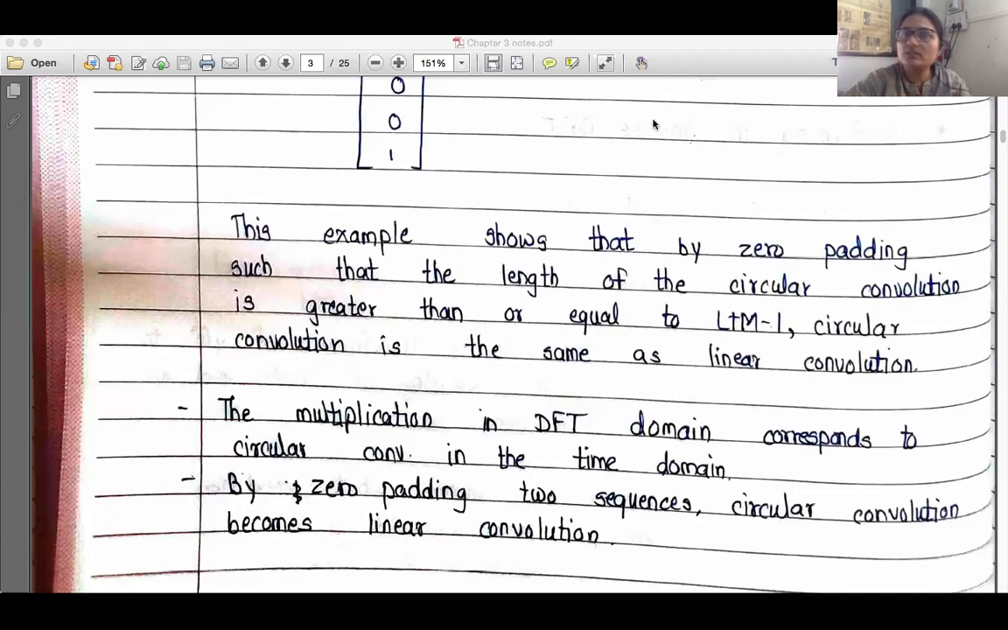Okay, so with this today we will stop. In the next lecture we will see overlap add and overlap save methods. I will share these notes with you, just go through the examples.